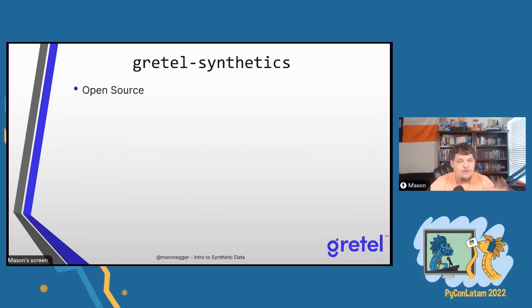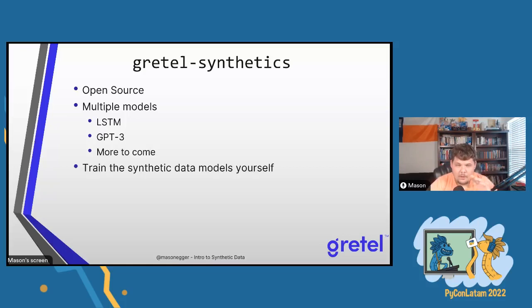You can view the Gretel Synthetics repository. It's open source. There's multiple models in there right now, LSTM, GPT-3. There's a lot more to come. You can train these models yourself. You will need a GPU.